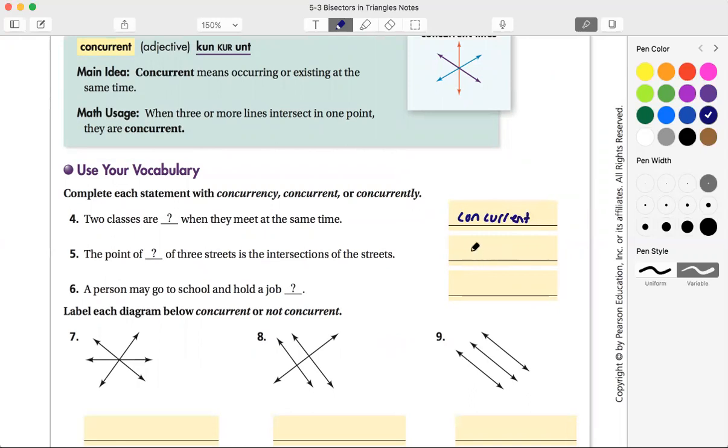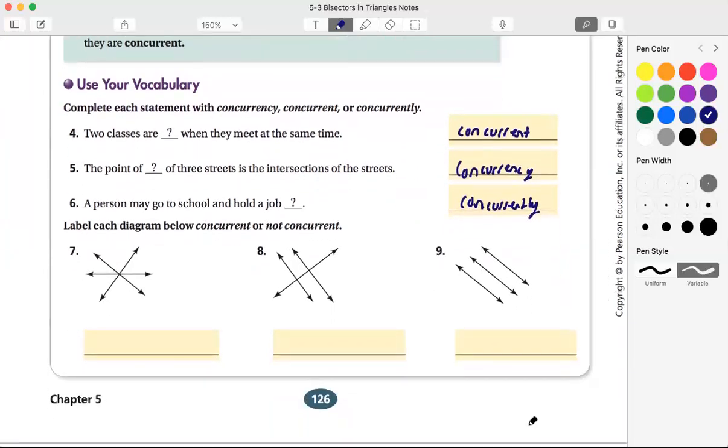The point of concurrency of three streets is the intersection of the streets. A person may go to school and hold a job concurrently. Okay. All right, number 7 is an example of concurrent. Number 8 is not concurrent. And number 9 is also not concurrent.